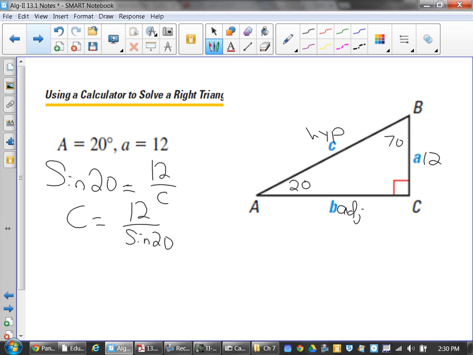It's fraction equals fraction, you cross multiply and solve. That's the shortcut. Now, here's what I want you to do. You would write this out, and then you type it in your calculator.